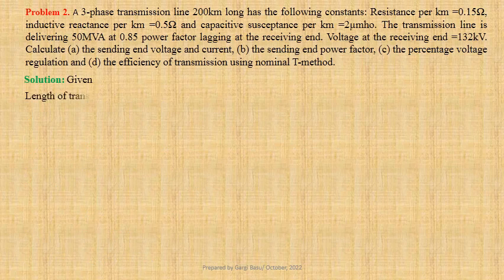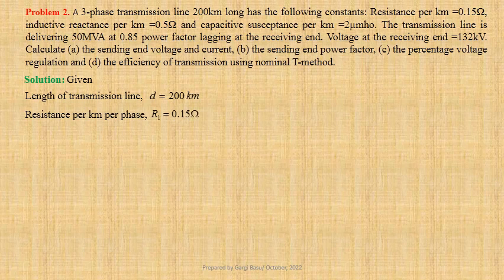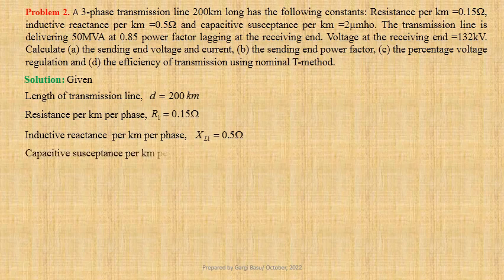Given length of the transmission line D equals 200 kilometers. Resistance per kilometer per phase R1 equals 0.15 ohm. Inductive reactance per kilometer per phase XL1 equals 0.5 ohm, and capacitive susceptance per kilometer per phase BC1 equals 2 micromho, that is equal to 2 into 10 to the power minus 6 mho.